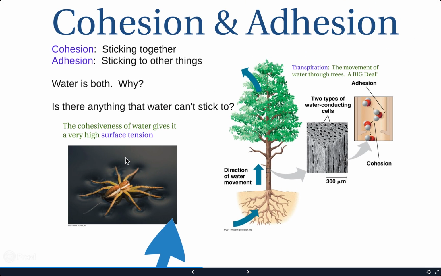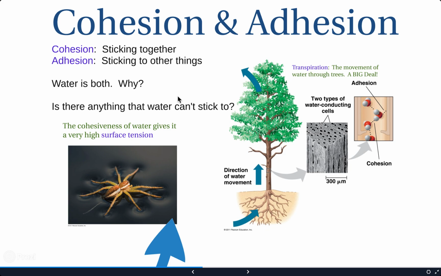So one of our first emergent properties that water has because of hydrogen bonds and its polarity is cohesion and adhesion. Cohesion is when water sticks together. So it's like the water molecules all start to move towards each other and they're connected by those hydrogen bonds. And there's also adhesion, which is when water sticks to other things. So picture water on a glass, like the condensation on a glass. That's water sticking to something else. So that would be adhesion. So water can do both.